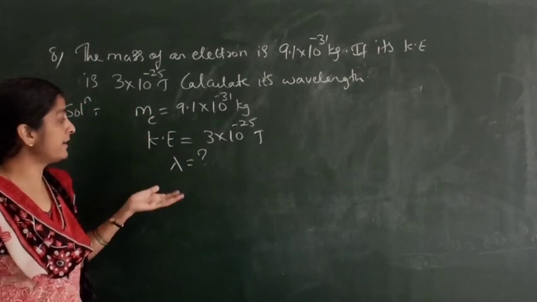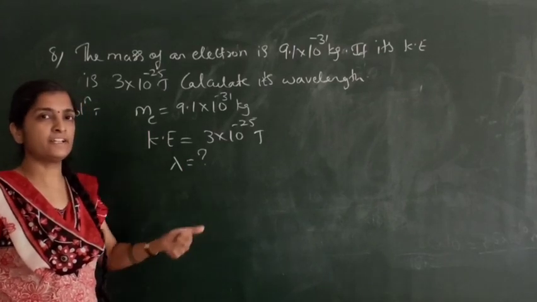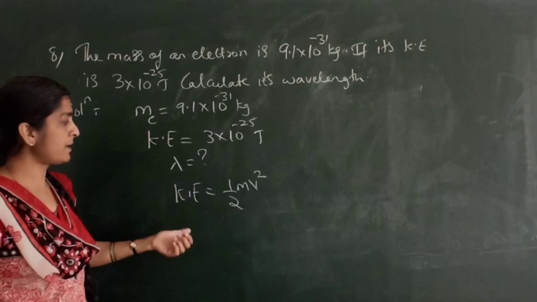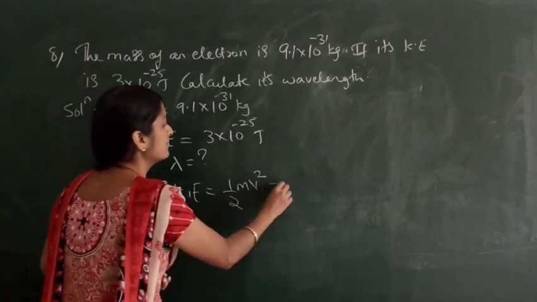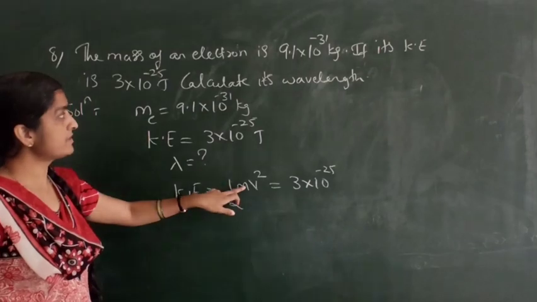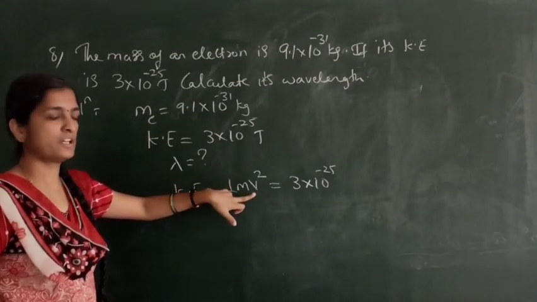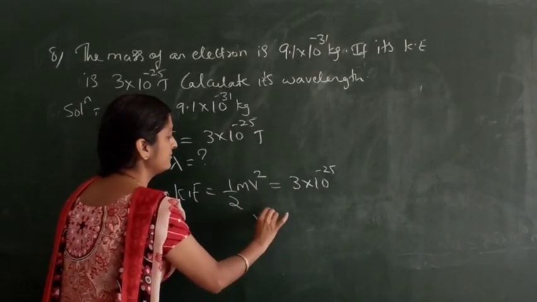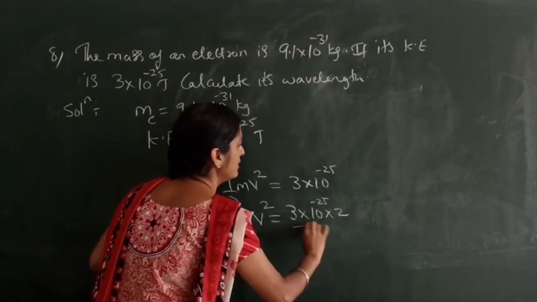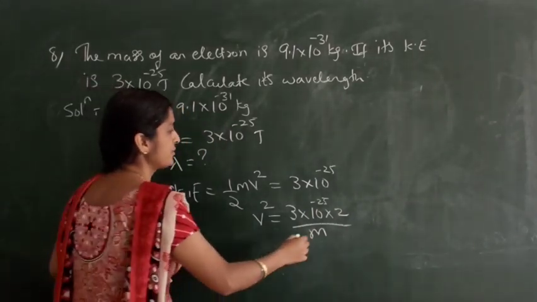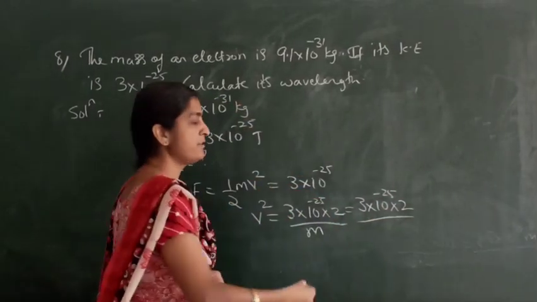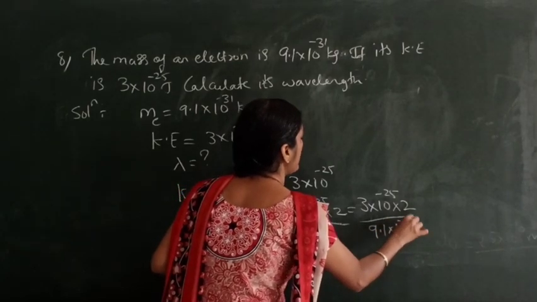Now how from the given data are you going to find out the wavelength? We know kinetic energy is given by the formula 1/2 m v square. The kinetic energy is given, 3 into 10 raised to minus 25, and you know the mass of the electron, so you can find out the velocity. You take the remaining quantities to the other side. v square is equal to 3 into 10 raised to minus 25 into 2 divided by m, where the mass of the electron is 9.1 into 10 raised to minus 31.